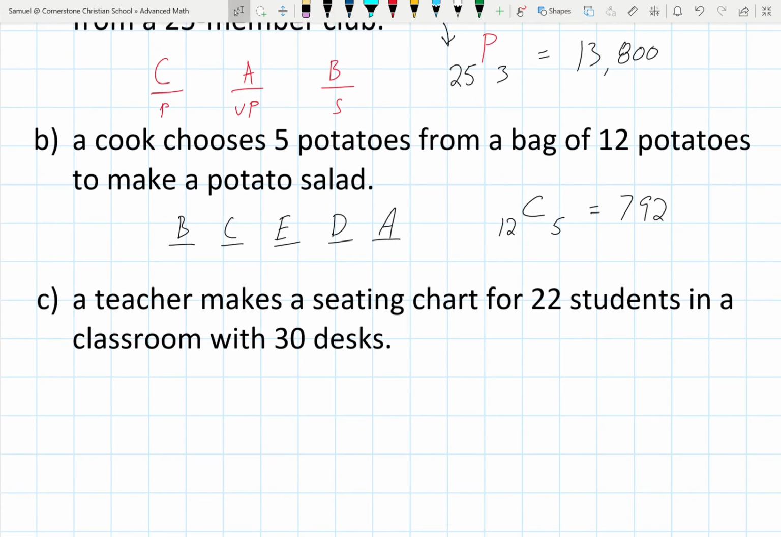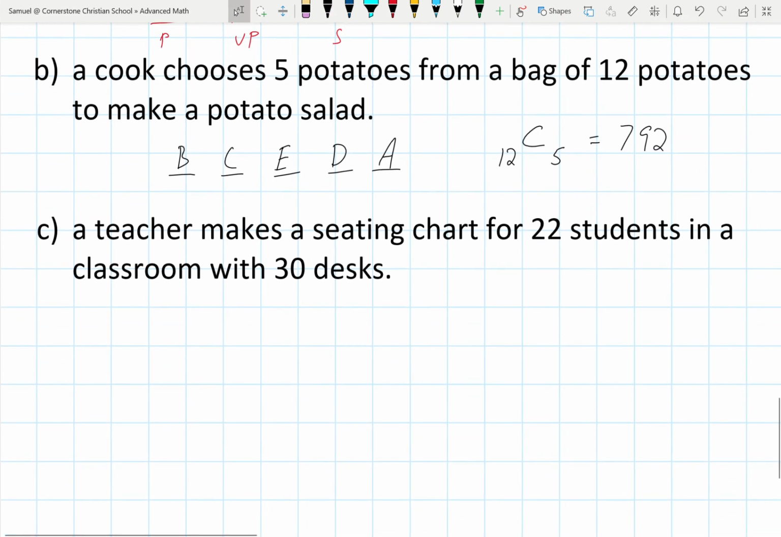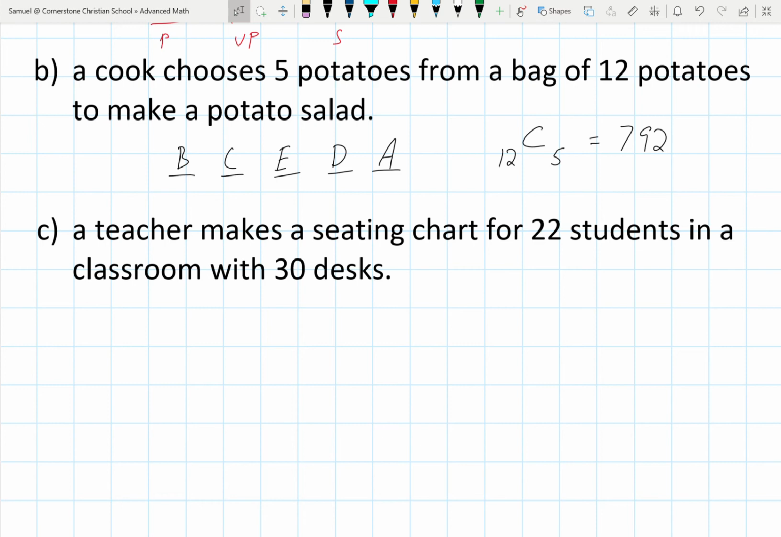Next, a teacher makes a seating chart for 22 students in a classroom with 30 desks. You guys definitely know what this one is, if it's permutation or combination, because does the order in which the teacher chooses matter? Obviously, yes, because if you're not sitting next to your best friend, then the order mattered. If I chose A, B, and then C, or A, C, and then B, the order has completely changed and it changes all the dynamics of the classroom. And so the order has mattered in which the teacher selects what student goes where.